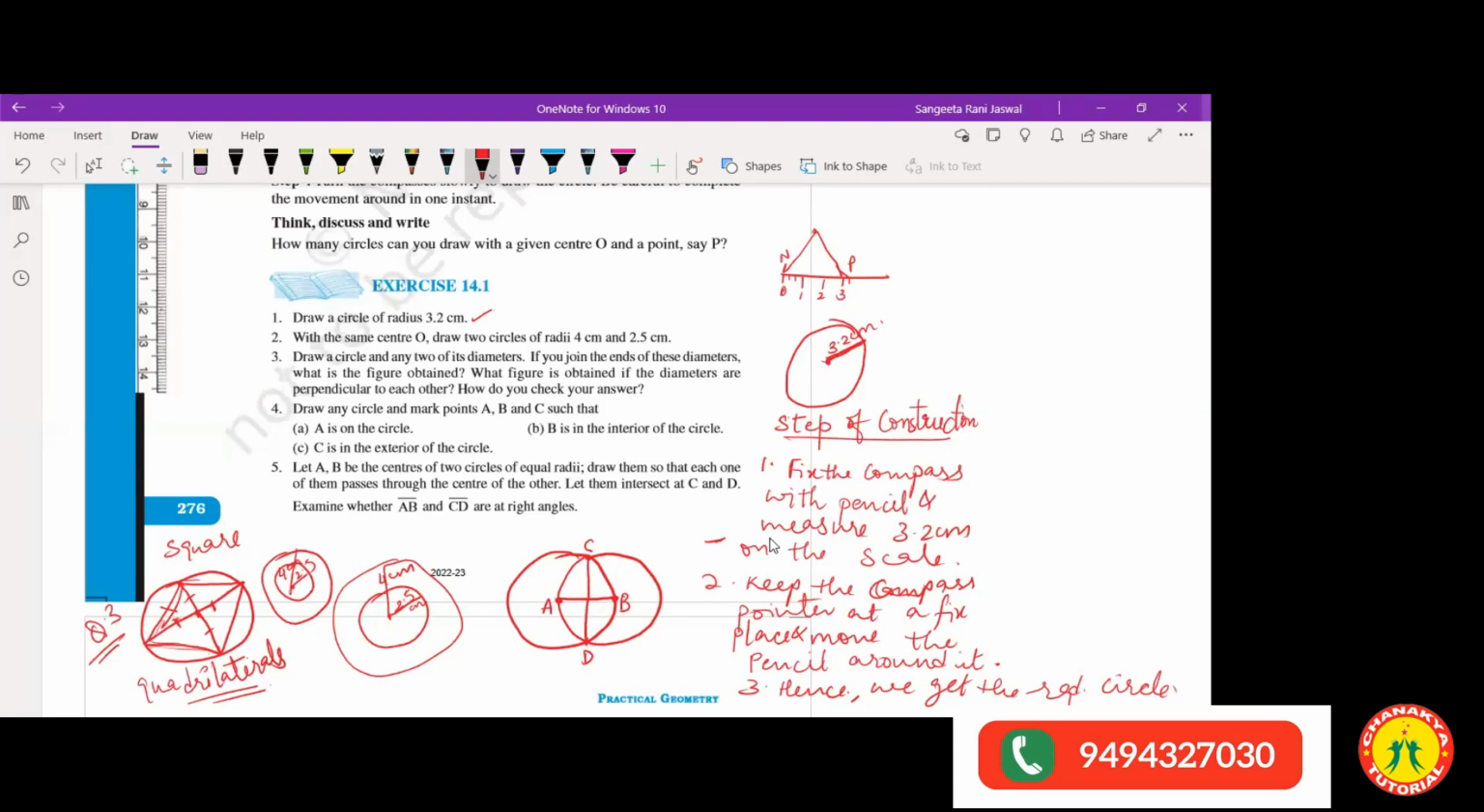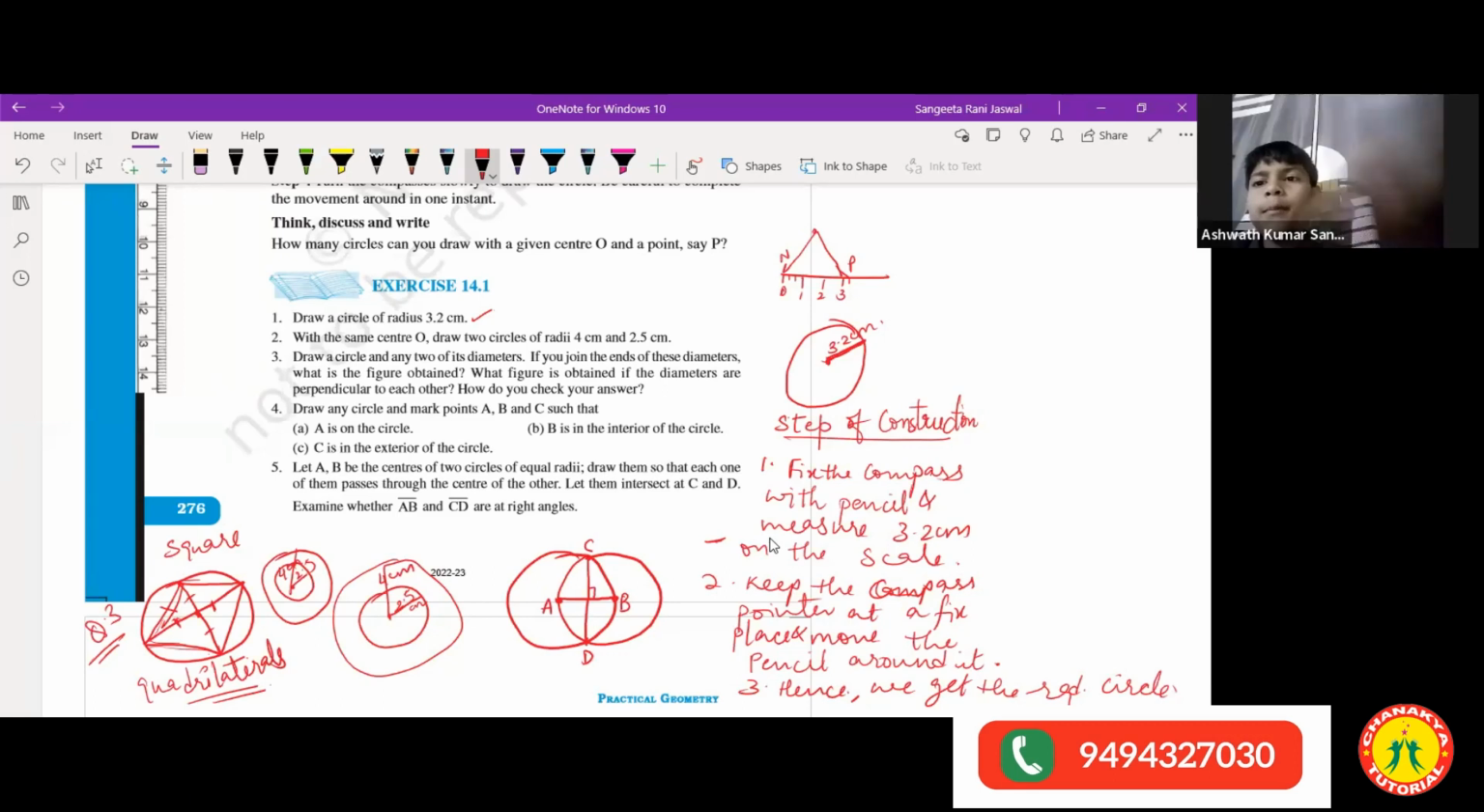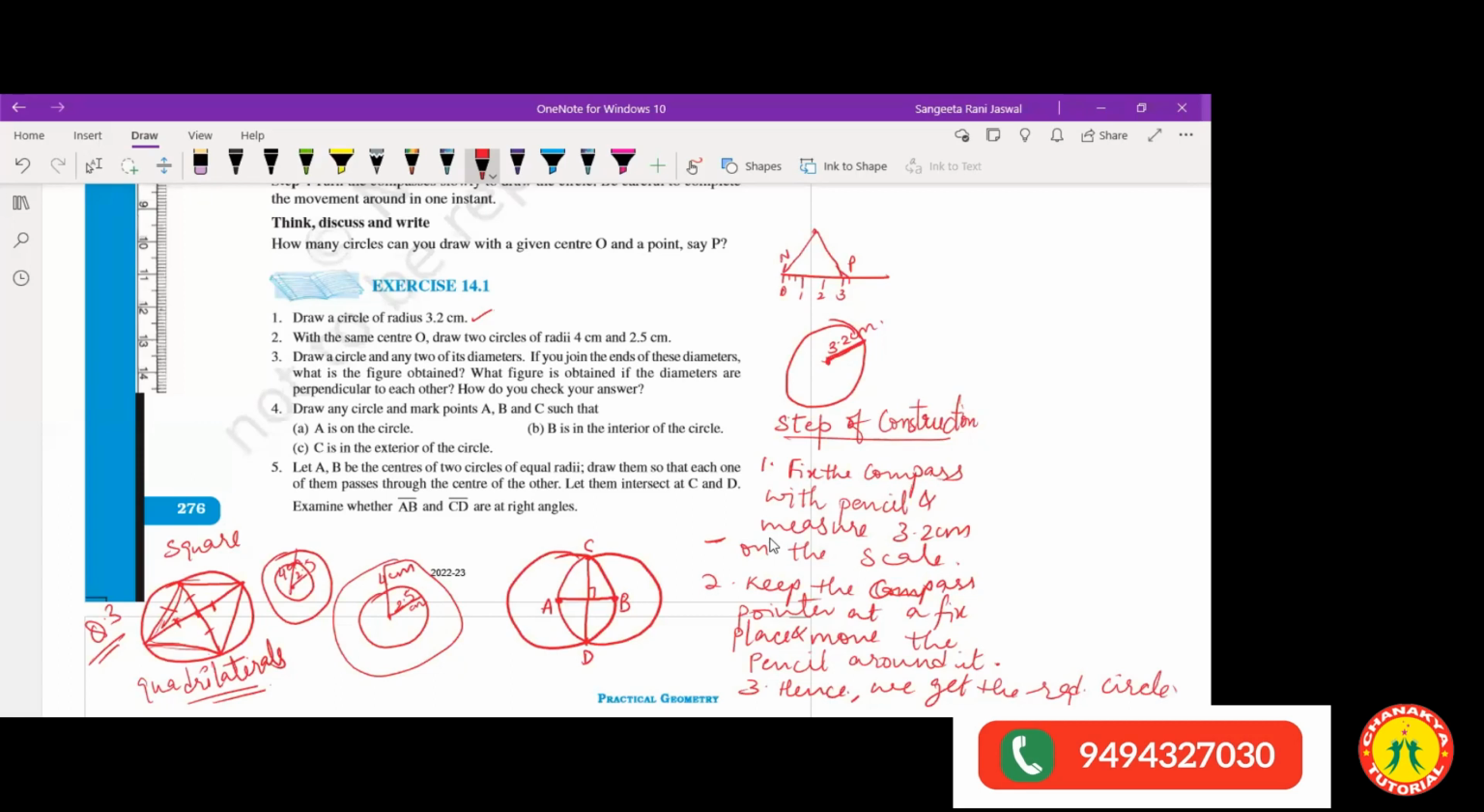What will you observe? Examine whether AB and CD are at right angles. You have to just check with your protractor whether these two lines are making a right angle. Are they at 90 degrees? Check this. Ma'am, they are at 180 degrees. Please check. Make the circles first with the same radius. The circles should be of the same radius, then only you will get the correct thing. Okay?